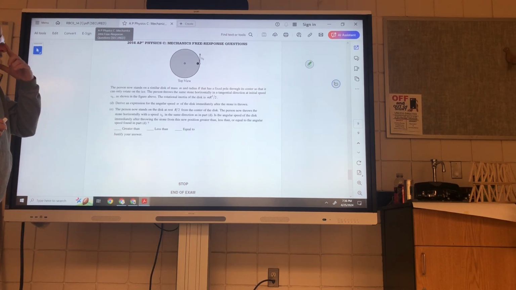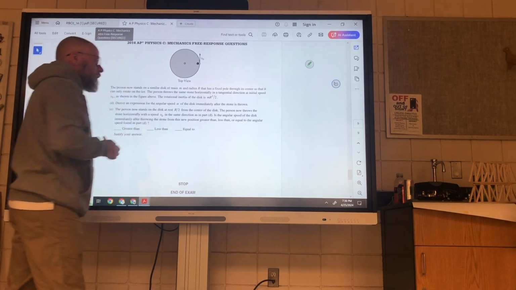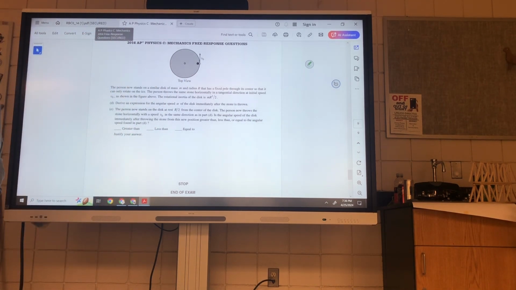The person now stands on the disc at rest, r over 2. So the person is going to move over here to r over 2 from the center. The person now throws the stone horizontally with speed v in the same direction. Is the angular speed of the disc immediately after throwing the stone from the new position greater than, less than, or equal to the old one?